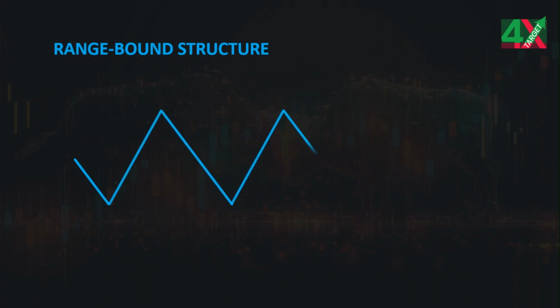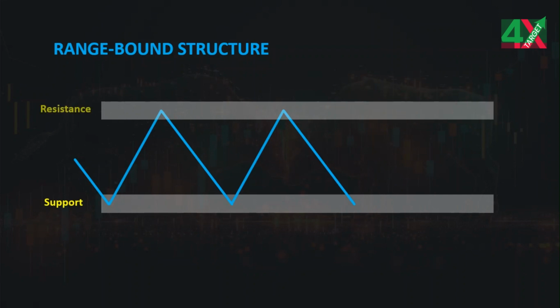When the market lacks a clear direction and moves sideways between two horizontal levels, it's in a ranging phase. Here, price action is driven by consolidation and indecision. No higher highs or lower lows are forming. In ranges, traders typically look for reversal setups at the edges of support and resistance, or they wait for a breakout that signals the next directional move.